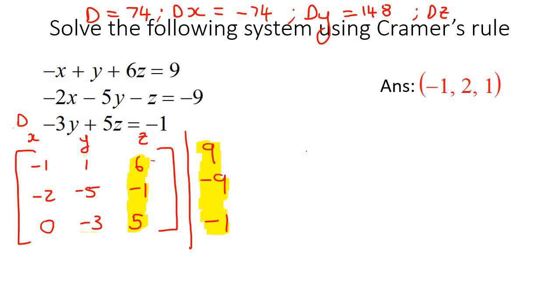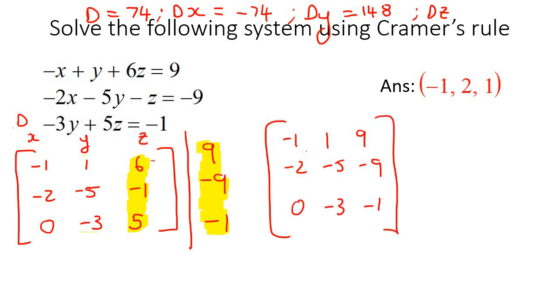So let's go write it out. Everything else stays the same. So it's going to be -1, 1, 9, -2, -5, -9, 0, -3, -1. Okay, so you see what I did? I just replaced these two. I replaced this one with that.